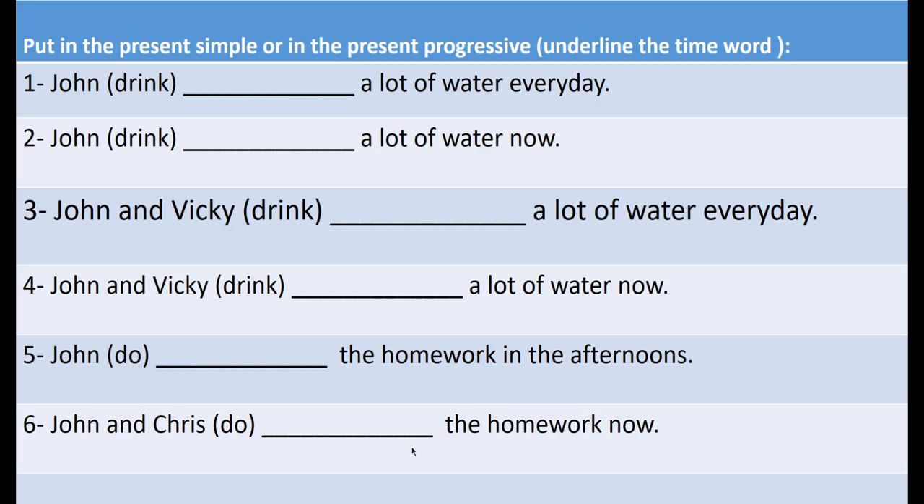What is the form of the present progressive tense? Yes, it's composed of is, or am, or are, plus the verb plus ing. What is our verb here? It's do. So do plus ing would be doing. But we need am or is or are. Yes, we have John and Chris. So we will say, okay, very good. John and Chris are doing the homework now. Is it clear? Yes. So please write this on your notebook.